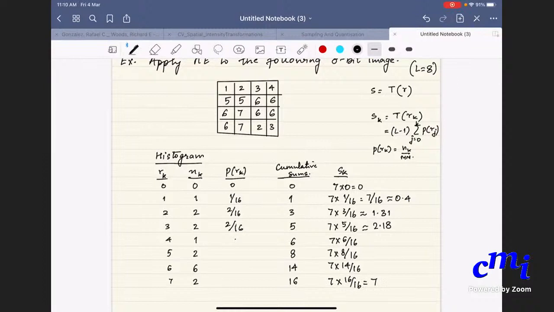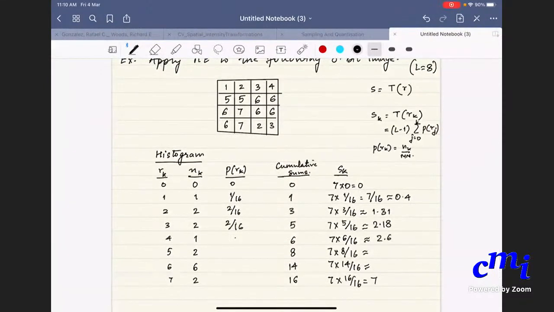In the formula, when you look at the last one, k equal to 7, this sum is going to be 1, because it is the sum of all these probabilities, and all you will have is L minus 1, so that's 7 here. If you compute these, they come out to 2.6, 3.5, 6.12. And these have to be rounded to the nearest integer values, because we have these discrete.